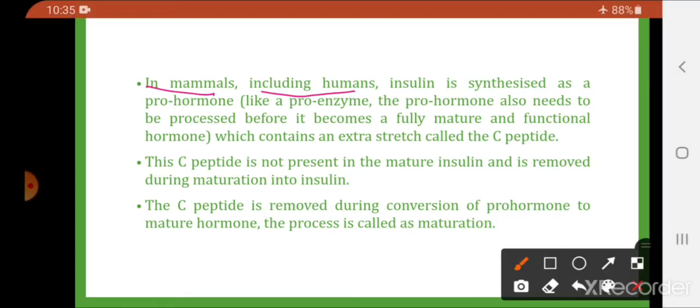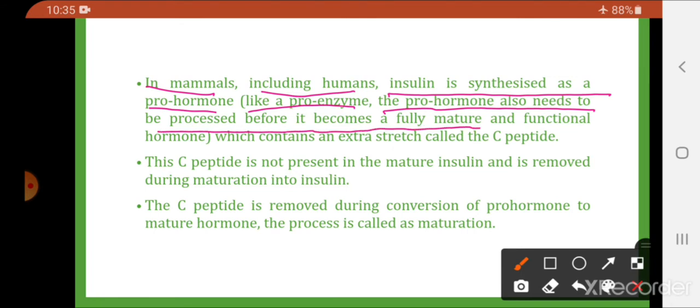In mammals, including humans, insulin is synthesized as a prohormone. Like a proenzyme, the prohormone also needs to be processed before it becomes a fully mature and functional hormone, and it contains an extra stretch called the C-peptide. A proenzyme needs to be converted into the active form of the enzyme. Same way, insulin is synthesized as a prohormone, and this prohormone also needs to be processed before it is converted into the mature and functional hormone.